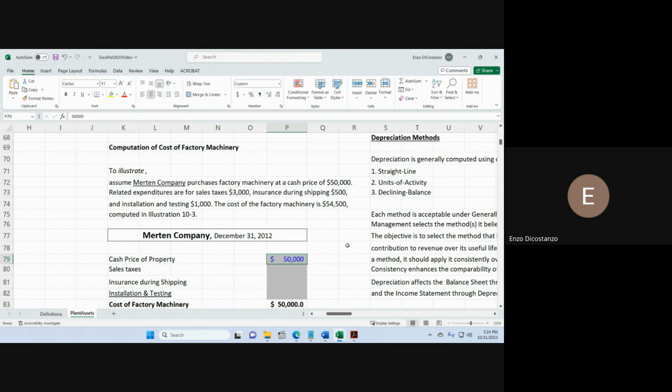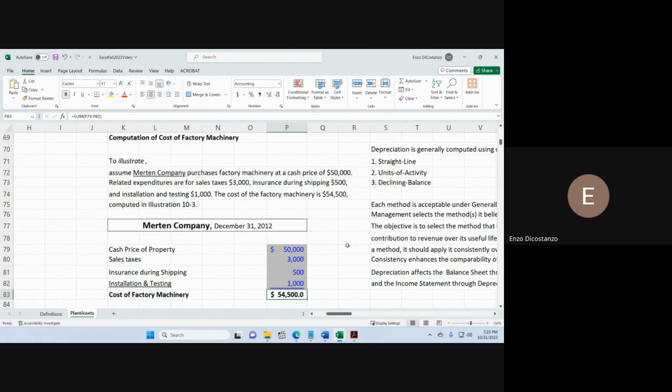property. Right. There's a sales tax in there. There's insurance during shipping, 500, and installation and testing. And there's your range from row 82 to row 79. So those four rows will give you 54,500. Okay. And again, you just add those.